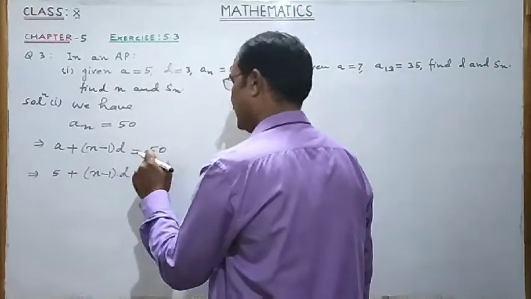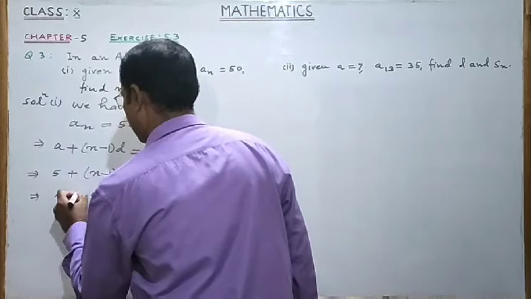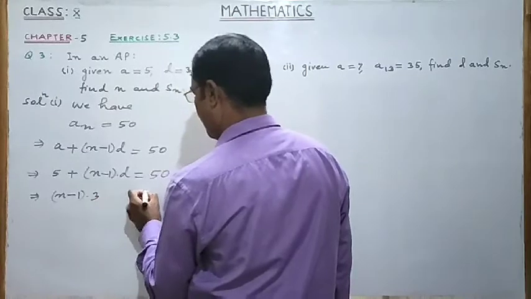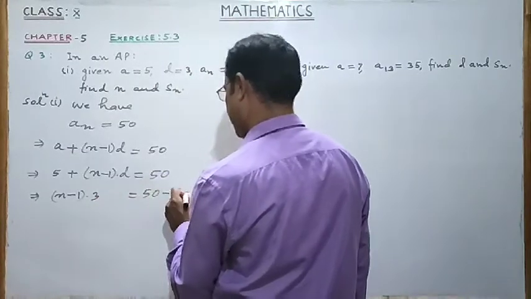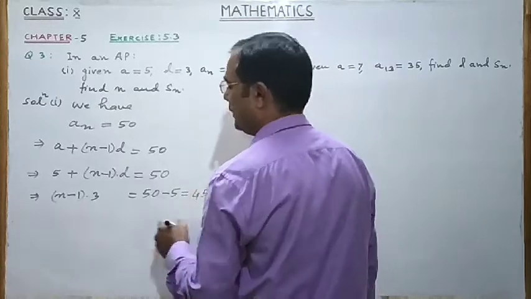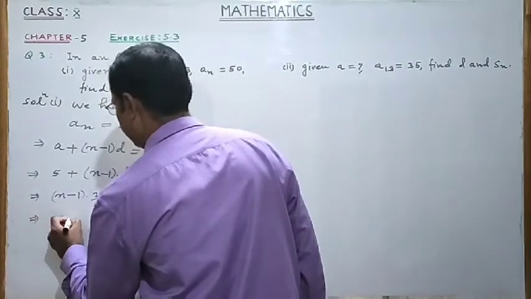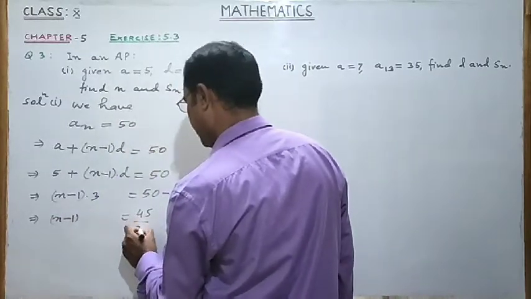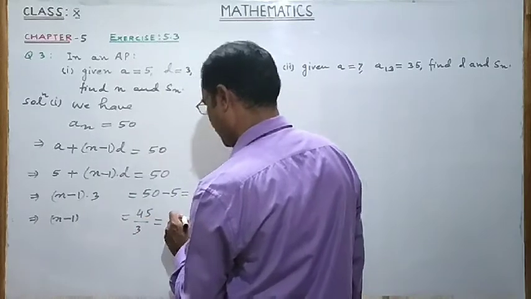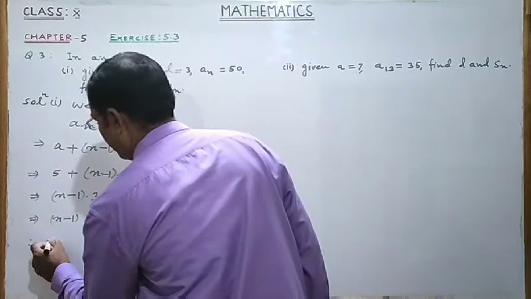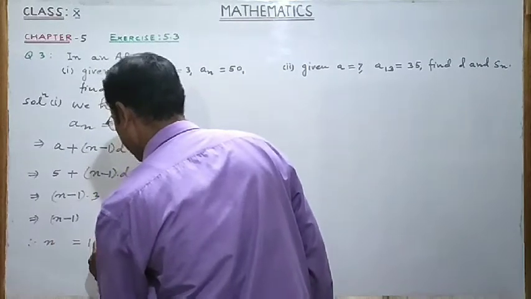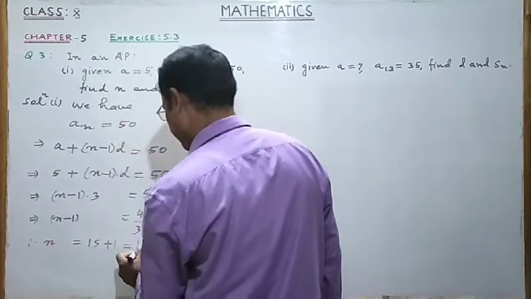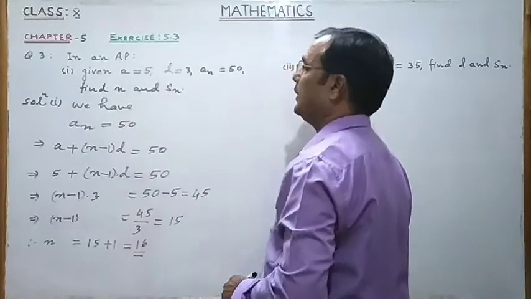Transpose 5 from the left to the right side. n minus 1 into the common difference d, which is 3, equal to 50 minus 5, which is equal to 45. So n minus 1 equal to 45 divided by 3. This is equal to 15. So therefore n is equal to 15 plus 1, 16. So this way we have found the number of terms in this given AP.